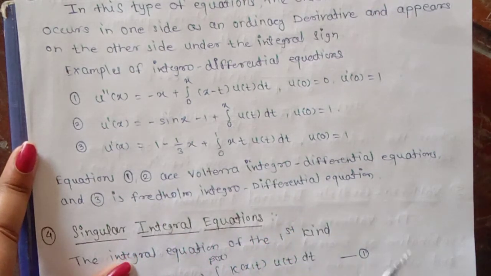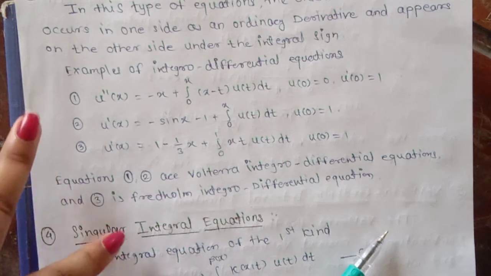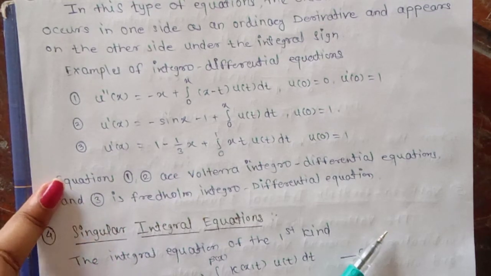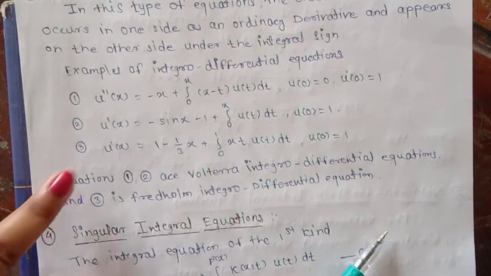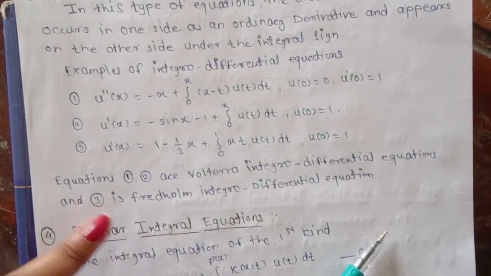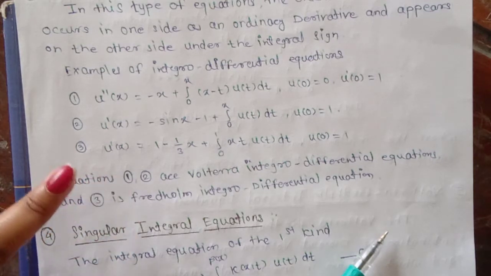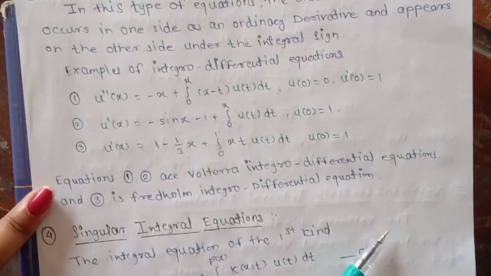So this is about the integro differential equation. What we have to look at here, first of all, is that on one side the unknown function appears with some ordinary derivative, and on the other side this unknown function appears under the integral sign. This kind of equation is an integro differential equation.